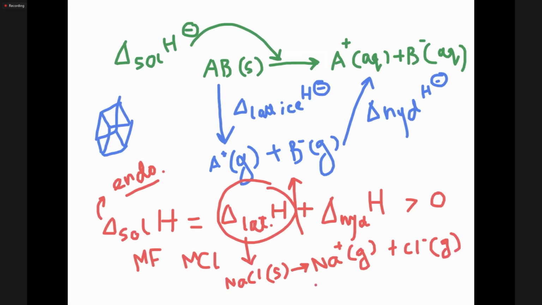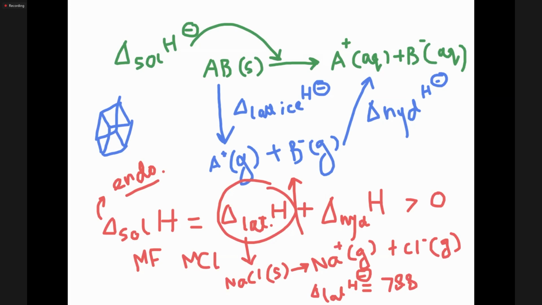And if we see the ΔH lattice value of NaCl in the standard state, it will be 788 kilojoule per mole. So very high energy is required to break the bond between Na and Cl and make them go into their gaseous state.